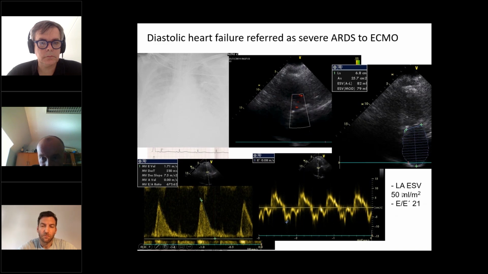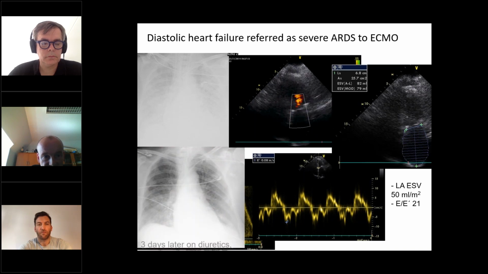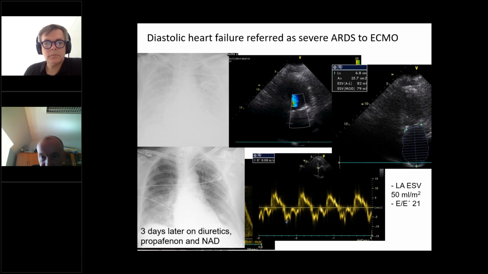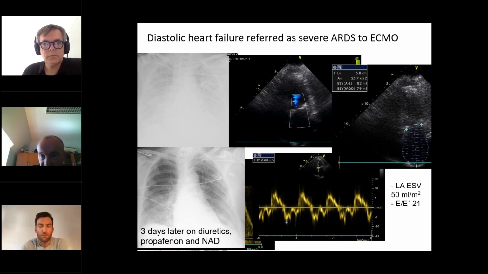over E prime, I see there's not only a dilated left atrium, but a significantly elevated left ventricular filling pressure. So this is probably a diastolic heart failure with increased filling pressures and not an ARDS. And this is how it looked 3 days later on diuretics, propafenone for the rhythm, noradrenaline. Actually, this transmitral Doppler shows that this is just an electrical sinus rhythm with a missing mechanical correlate.